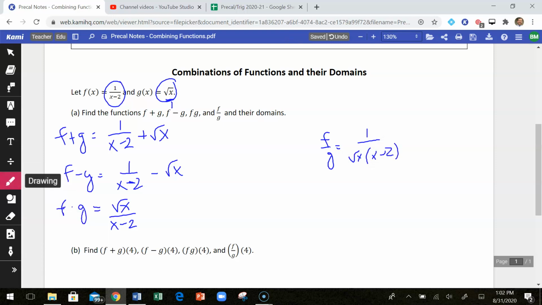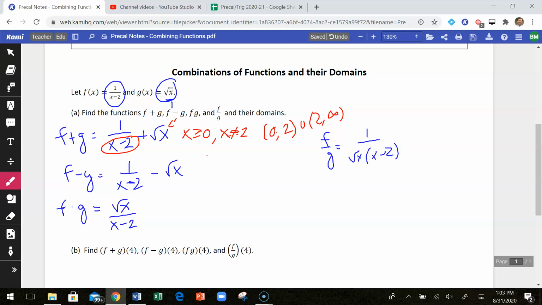Okay, then we'll go through and find the domains. With the domains, you're going to be careful with a couple of things. One, you can't divide by 0. Two, you can't have negatives inside of your square roots. So because we have a square root part attached here, we have to make sure that x is greater than or equal to 0. But also, we can't have 0 on the bottom, so x minus 2 couldn't equal 0, so x couldn't equal 2. So in interval notation, that would be from 0 to 2, and then from 2 to infinity.